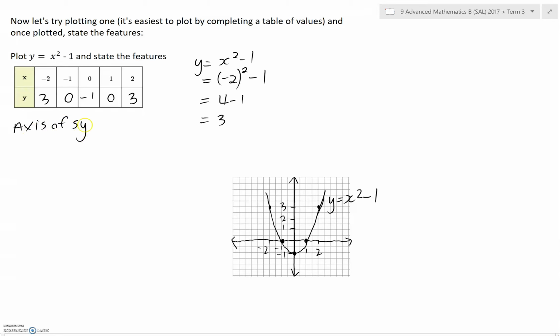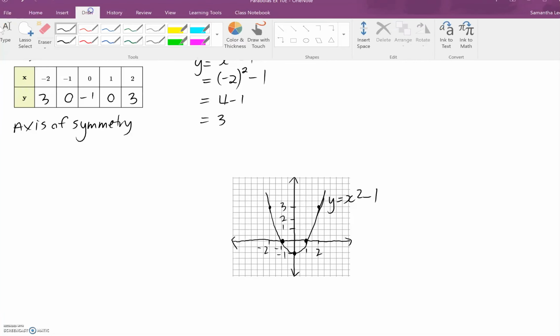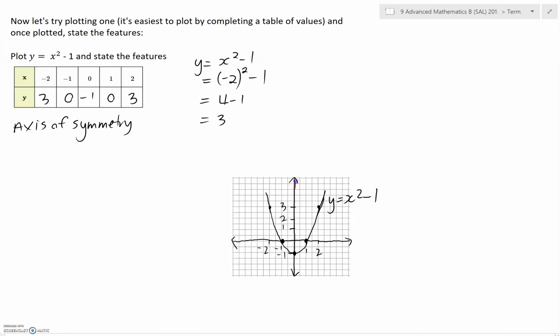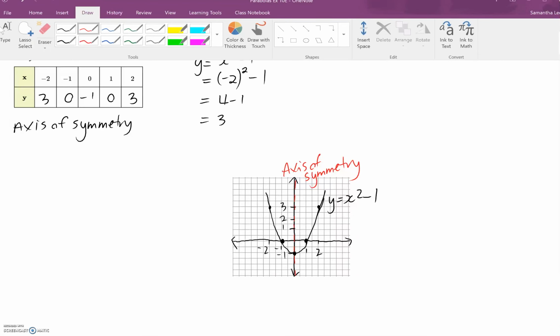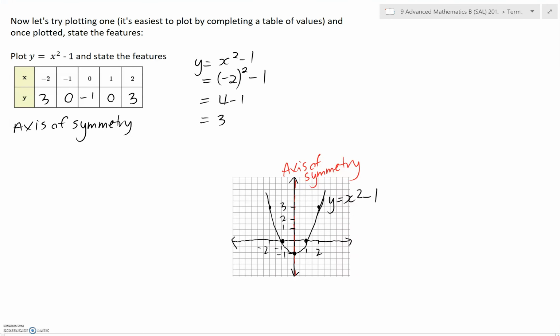All right, now let's look at the features. So the axis of symmetry, not actually on there, but I'm just going to change color for a minute because it's going to be hard to see in this case, because our axis of symmetry actually goes straight through the center of our graph, and that is our y-axis. Let's go back to black. So in this case, our axis of symmetry equals our y-axis, which is perfectly fine.